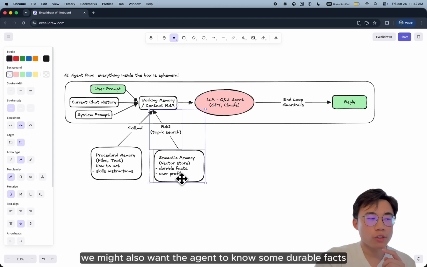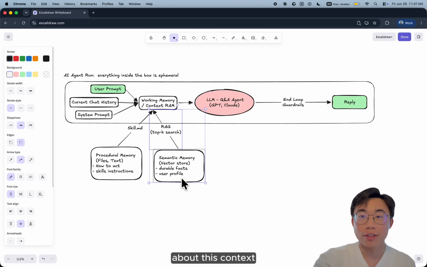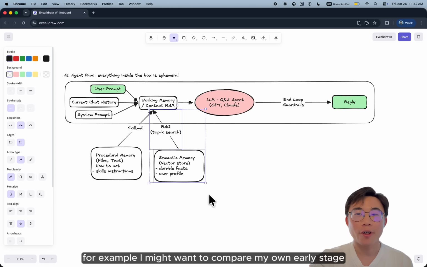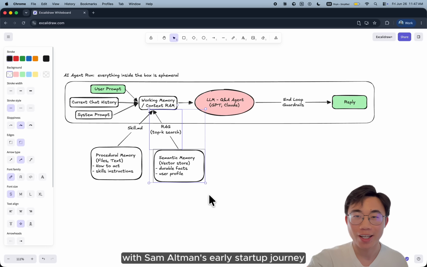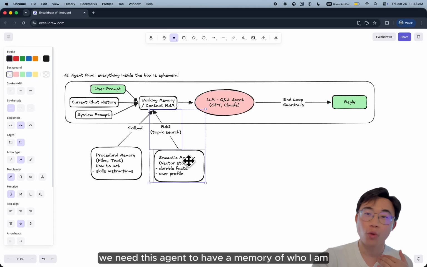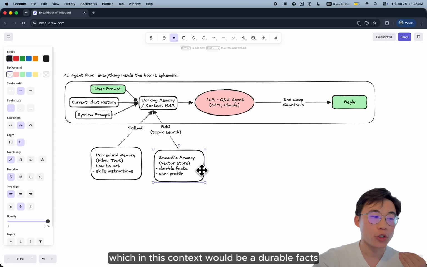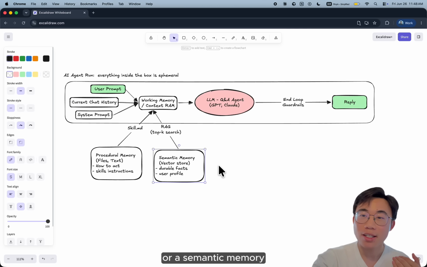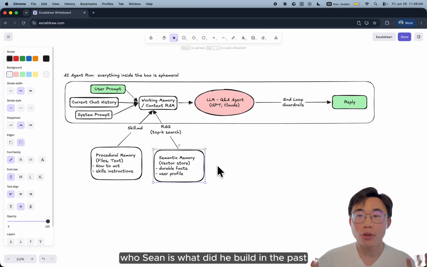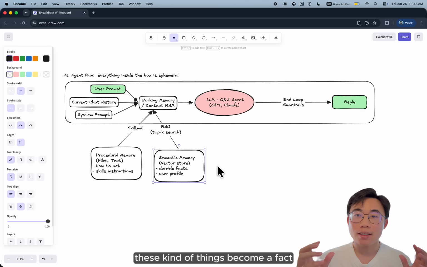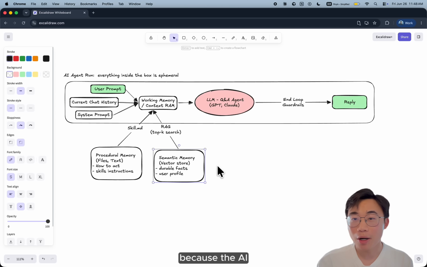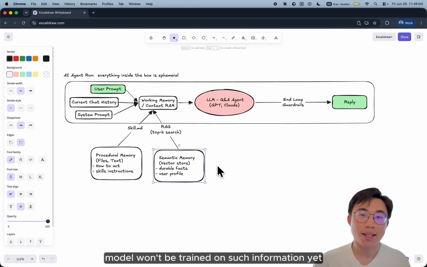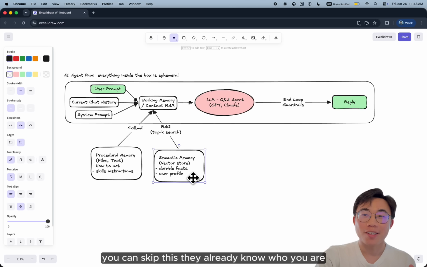We might also want the agent to know some durable facts about this context. For example, I might want to compare my own early stage startup journey with Sam Altman's early startup journey. We need this agent to have a memory of who I am, which in this context would be durable facts or a semantic memory. Who is Sean, what did he build in the past? These kinds of things became facts that you want your agent to know, but they're not publicly available if you're not famous, because the AI model won't be trained on such information yet. But if you're famous already, you can skip this. They already know who you are.